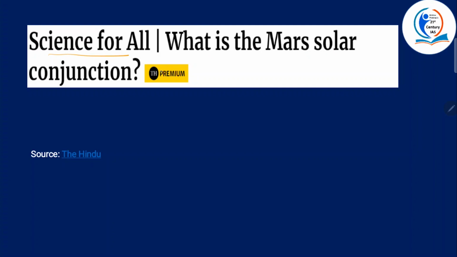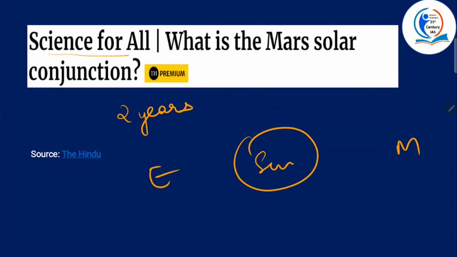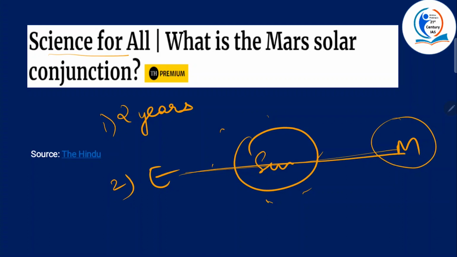Science for all. What is the Mars solar conjunction? See, it occurs every 2 years. Okay. And if this is the sun, Earth and Mars are positioned on the opposite sides of the sun. Okay. So they all are in a straight line. Okay. But what is the issue? The signals that we send from Earth to Mars, or the signals that are being sent from the satellites that are orbiting Mars to the Earth, will face issues. Why? Because of the ionized gas ejected from the sun's corona. Okay, so this is the issue. Okay, now this is some basics about Mars solar conjunction.